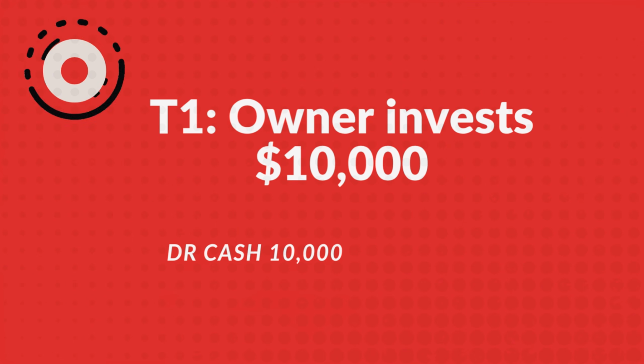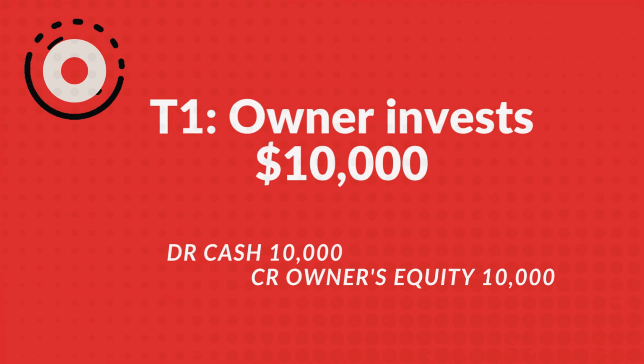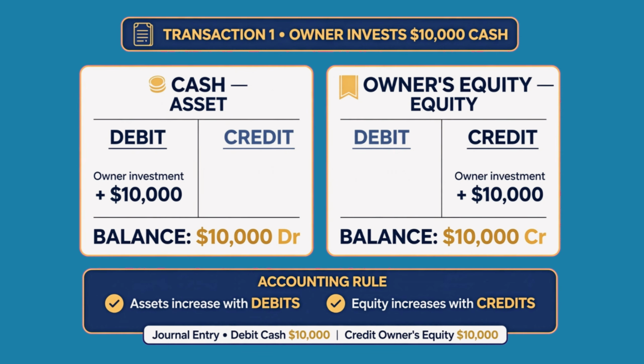Cash increases because the business receives money, and owner's equity increases because the owner has invested in the business. So, cash gets a debit and owner's equity gets a credit. And remember this simple rule. Assets increase with debits while equity increases with credits. You will see this rule come up again and again.